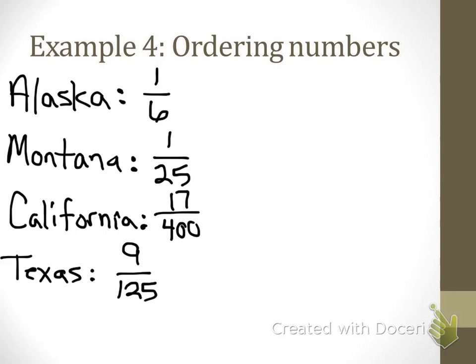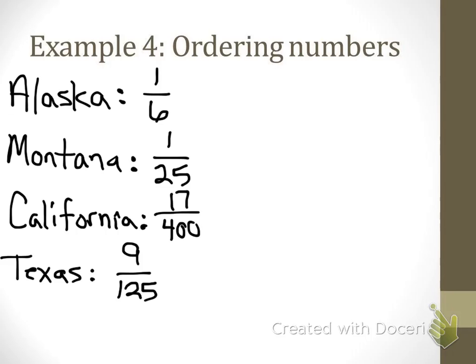Now, while you're copying that down, who wants to find an LCD for that one? Okay? No, that does not look fun. I have 400 and 125, and then I've got to find a number that 6 goes into too. That's too hard. Okay? So there's another way that I can find out what's the smallest and what's the biggest without having to find a common denominator. And that's by converting it to a decimal. I can convert all of these numbers to decimals, and then I can see which one is the smallest and which one is the biggest.